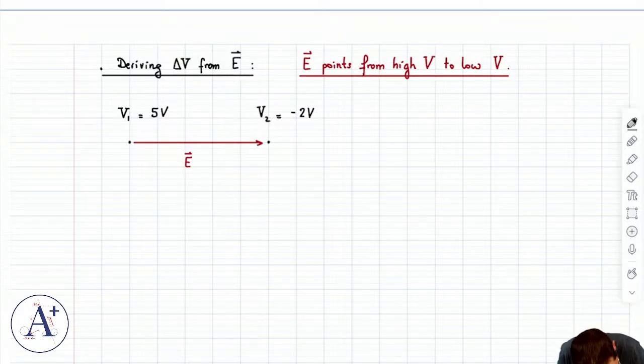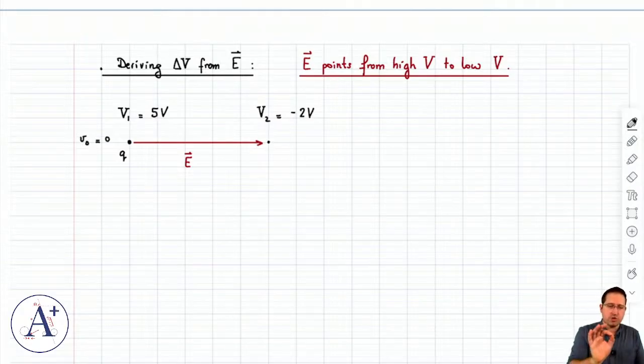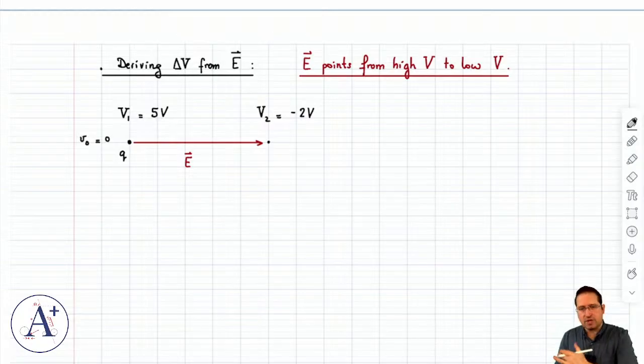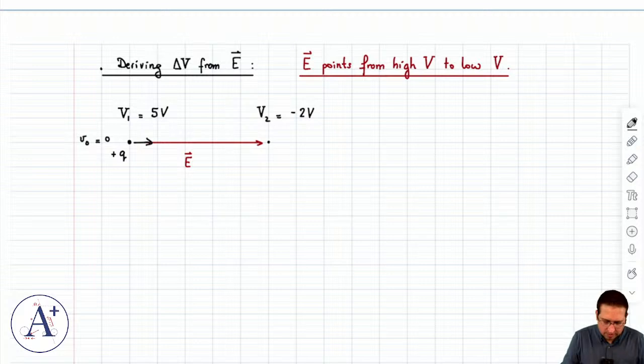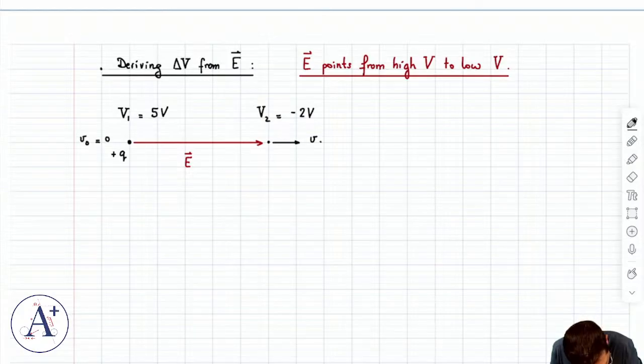Let's say that now, at this location, we place a test charge Q. And the test charge Q is going to have an initial speed of 0. It starts at rest. You just put it there. And it's going to move. Let's say it's positive. If it's positive, the electric force is going to pull it in the direction of the electric field. It's going to move to the right. And when it makes it to this point here, in fact, it's going to have a certain speed V final. And it will have spent potential energy to gain kinetic energy.